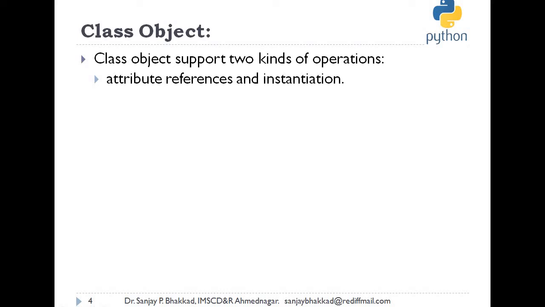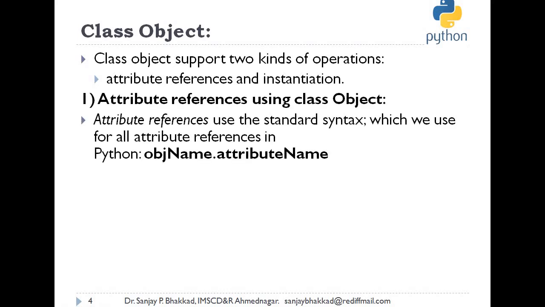So as I just told you, as soon as we define a class, we get a new class object, and these class objects allow us to access the attributes, instance variables and instance methods of this particular class. This means a class object supports two kinds of operation: attribute references and instantiation. So first let us study attribute references using the class object.